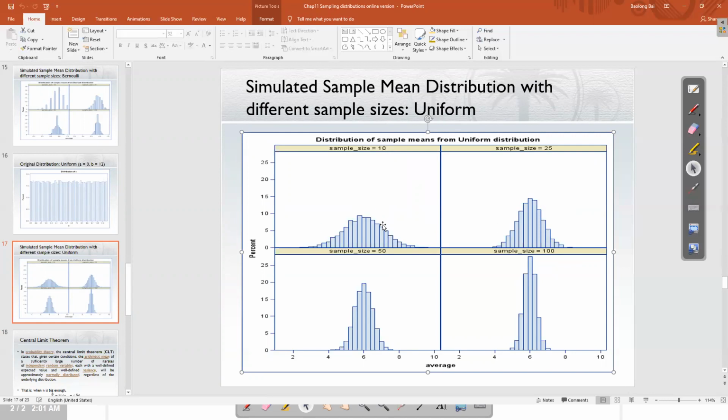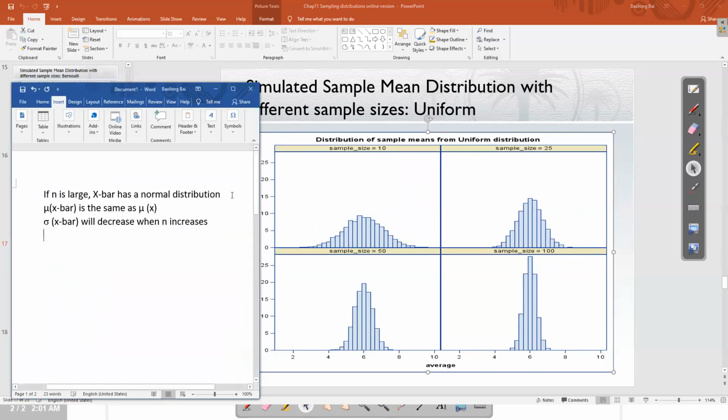Once it starts to look normal, then when you increase sample size, it's going to stay that normal look. So X bar has a normal distribution when n is greater than 10. And then for the population mean of X bar, you can see this is 6. The original distribution is between 0 and 12, so the population mean is 6 as well. So population mean of X bar is the same as population mean of X. And the standard deviation of X bar will decrease when n increases, right?